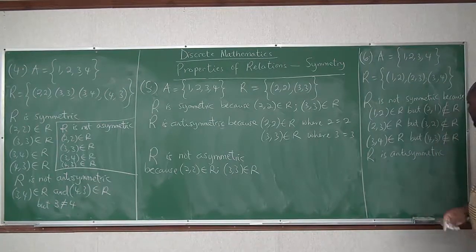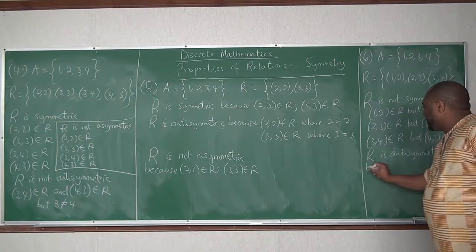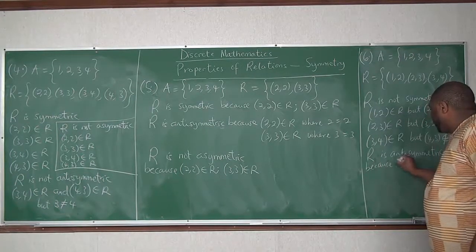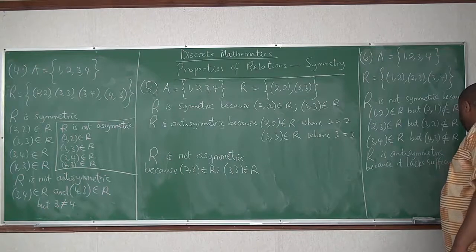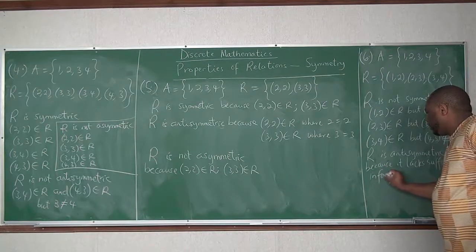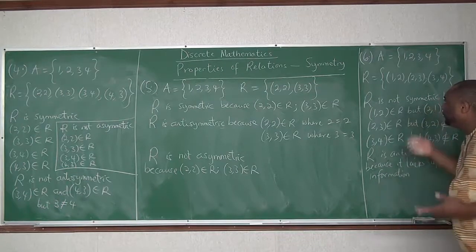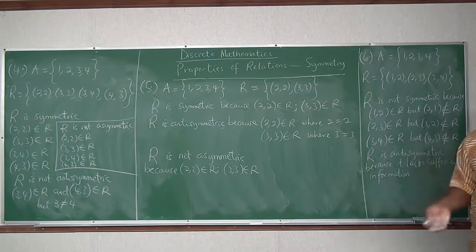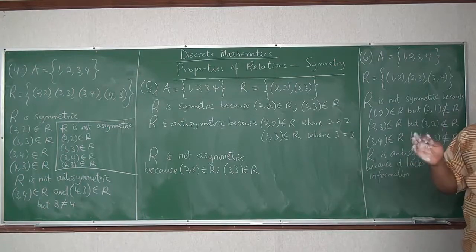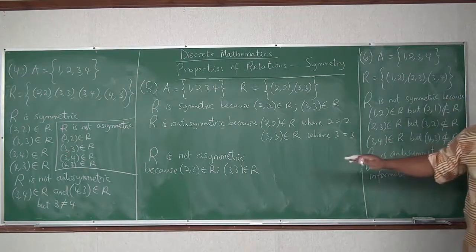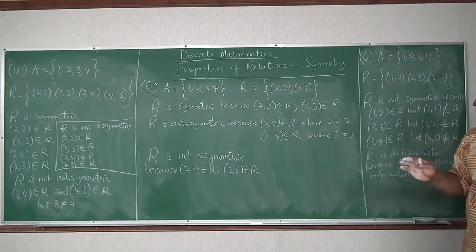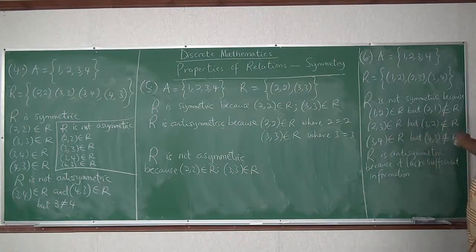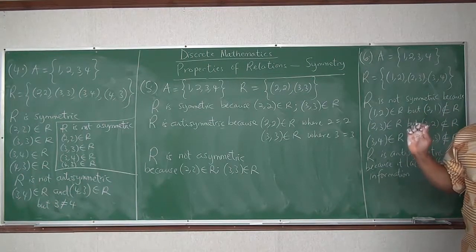It's antisymmetric because it lacks sufficient information. You can say it lacks sufficient information, or counterexamples. Because you have 1, 2, you don't have 2, 1. If you have 2, 1, then since 1 is not equal to 2, we say it is not antisymmetric. But here, because you just have 1, 2, 2, 3, 3, 4, we now say it is antisymmetric.